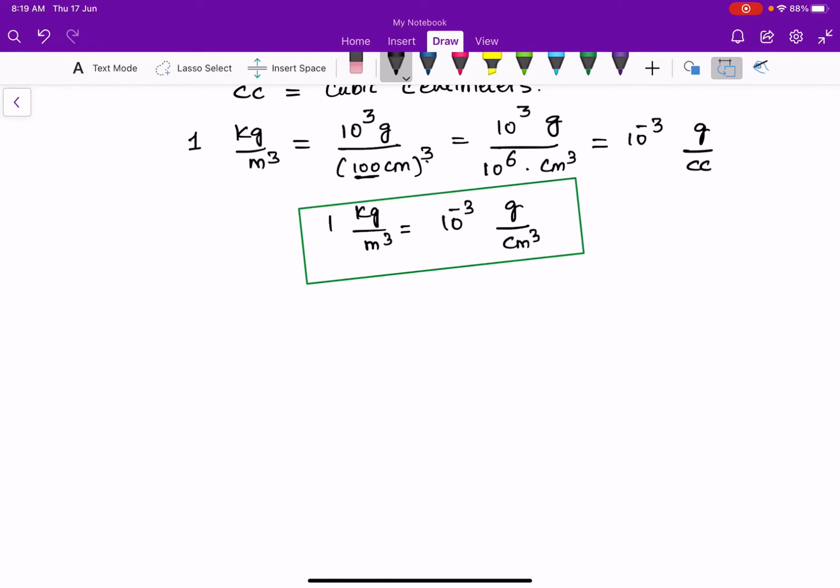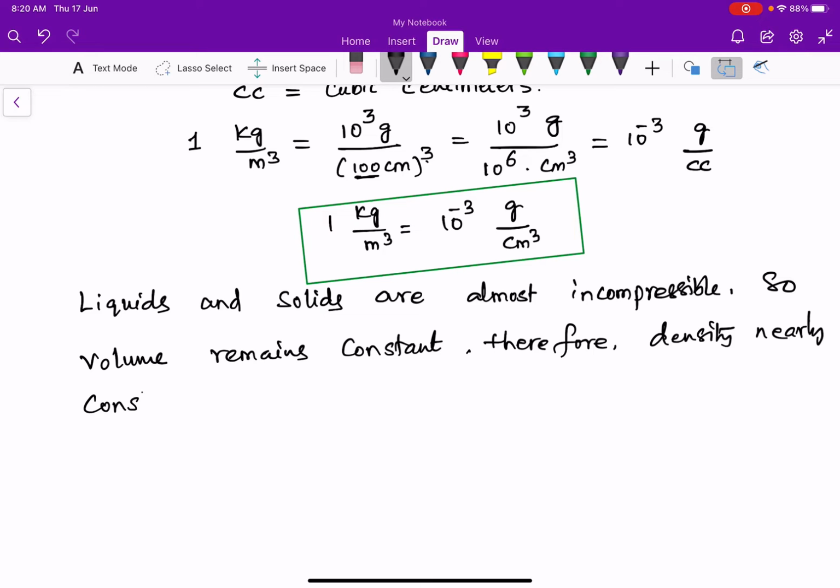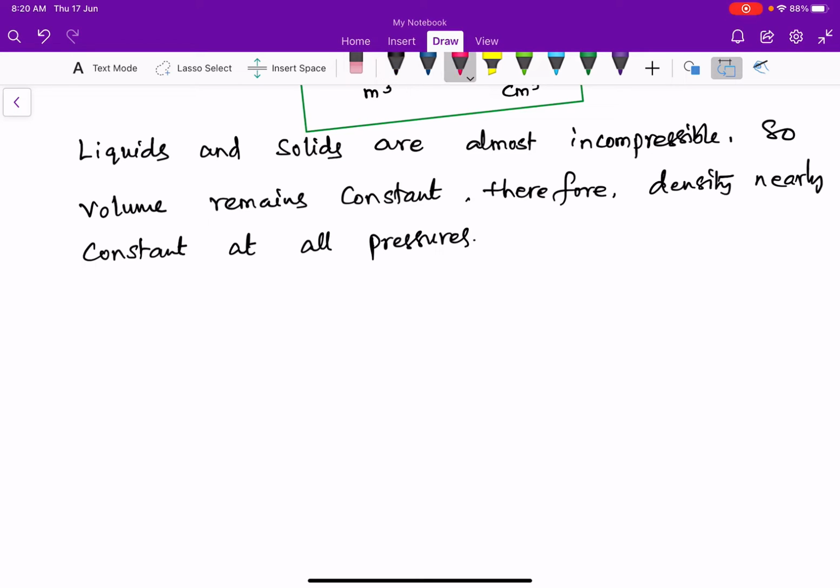So the final conclusion is liquids and solids are almost incompressible. Incompressible means they do not compress, so volume remains constant. Therefore density is nearly constant at all pressures.